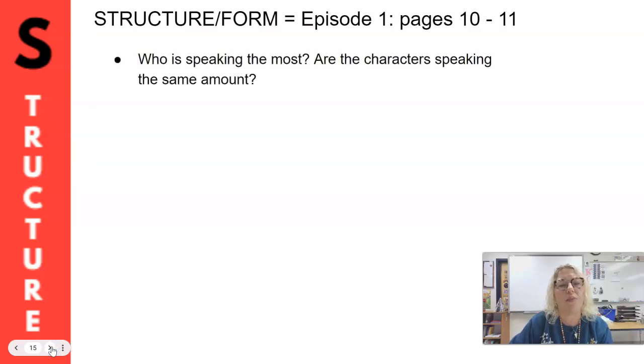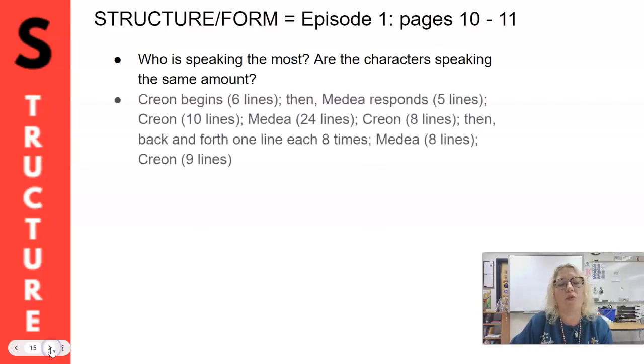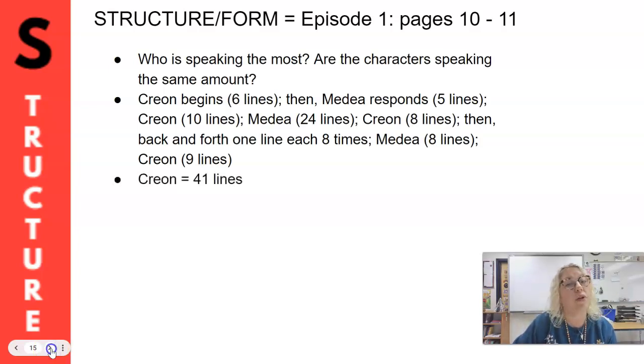Take a look at the first episode with Creon, and this is on pages 10 and 11. Creon begins, he speaks for 6 lines. Then Medea responds 5 lines, Creon 10, and then Medea 24, Creon 8. Then they're back and forth with 1 line each 8 times. And then finally Medea has 8 lines and Creon has 9 lines on page 12. If you total them up, Creon has 41 lines and Medea has 45 lines.